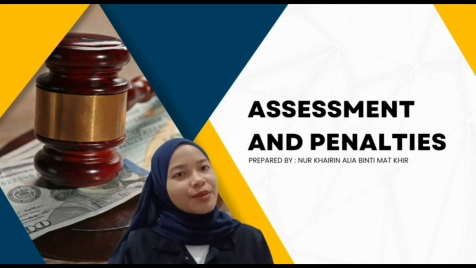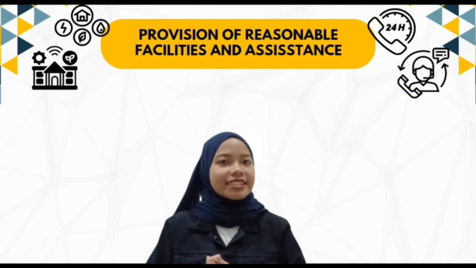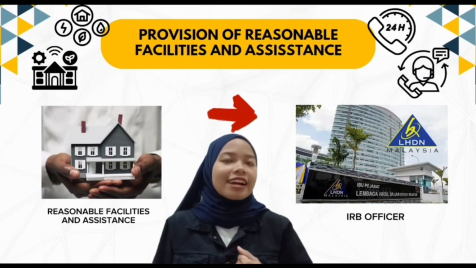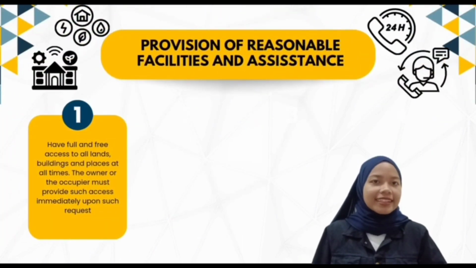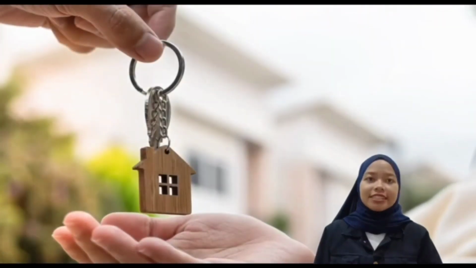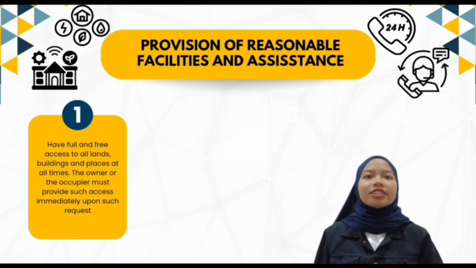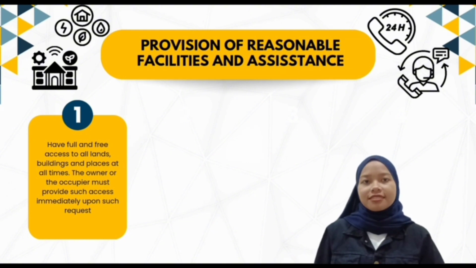Now I would like to present about the assessments and penalties. Firstly is provision of reasonable facilities and assistance. The taxpayer is obliged to provide reasonable facilities and assistance to the IRB officer when they are carrying out the field audit in the premises of taxpayers. Under Section 8P, Subsection 1 and Section 8P, Subsection 1E, the DG is empowered to have full and free access to all lands, buildings and places at all times. The owner or the occupier must provide such access immediately upon such request.